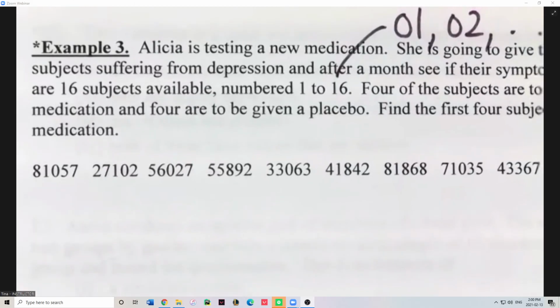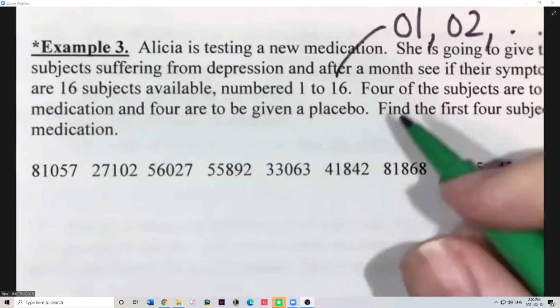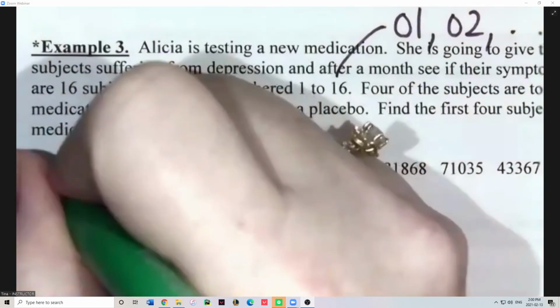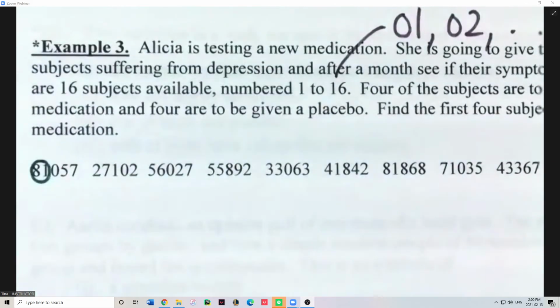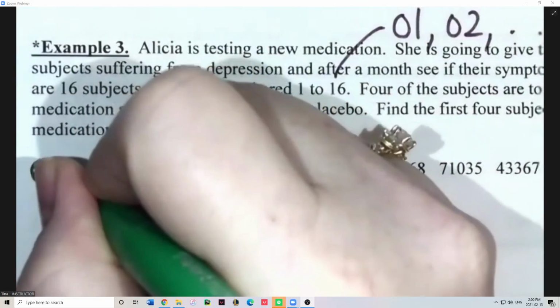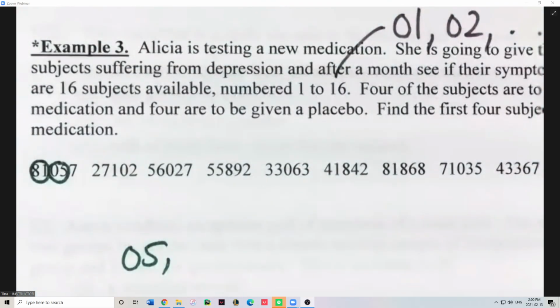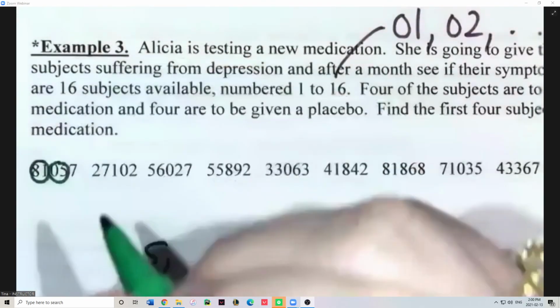So here, we circled 2 at a time. Everybody has 2 digits, so we're circling 2 at a time without leaving anything out. So 81 is too big. 05 is the next number, and that is okay. That's between 01 and 16. Don't leave any numbers out.